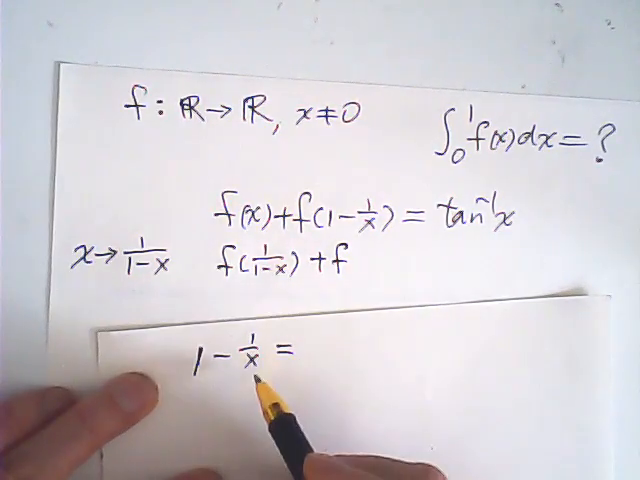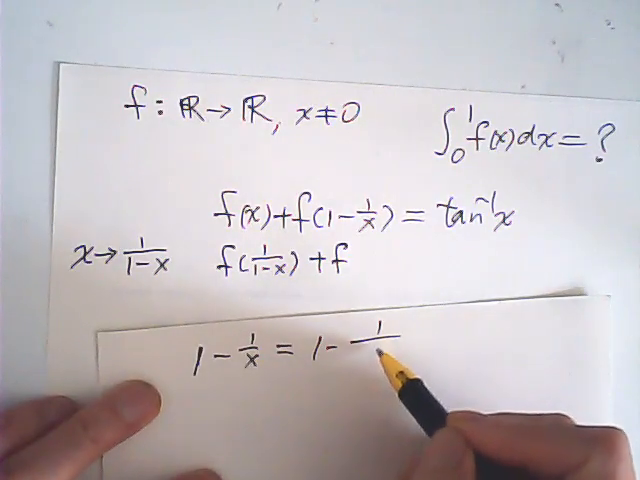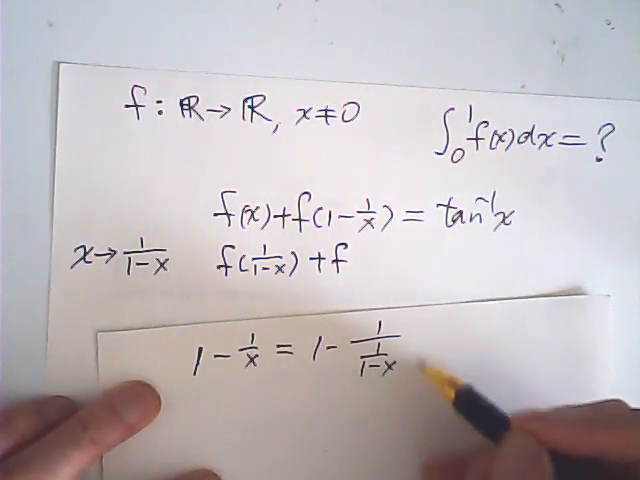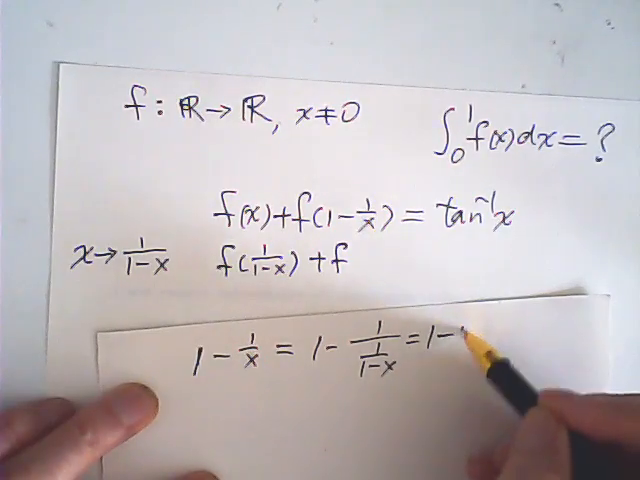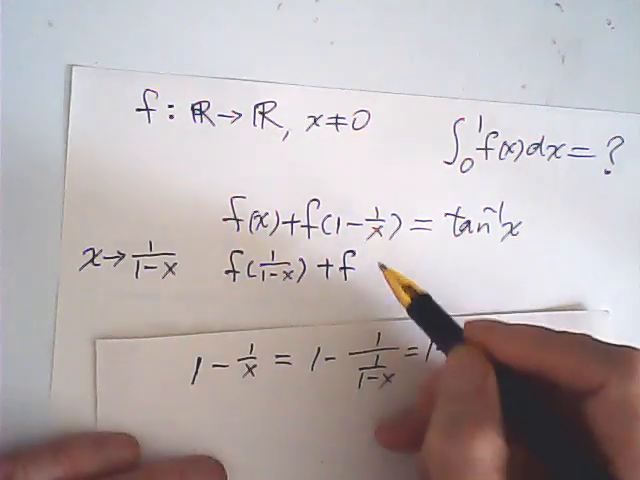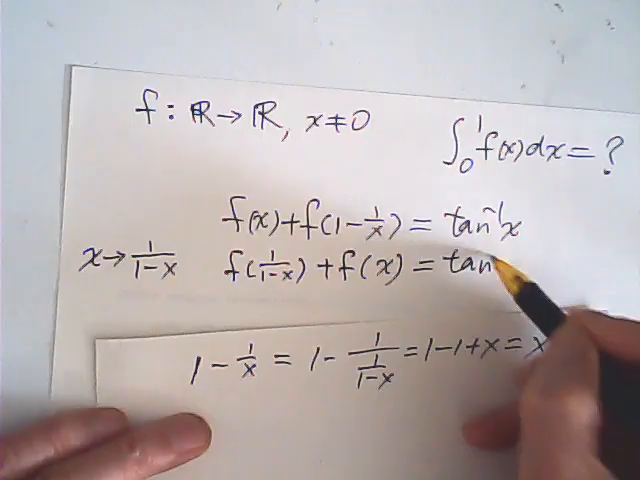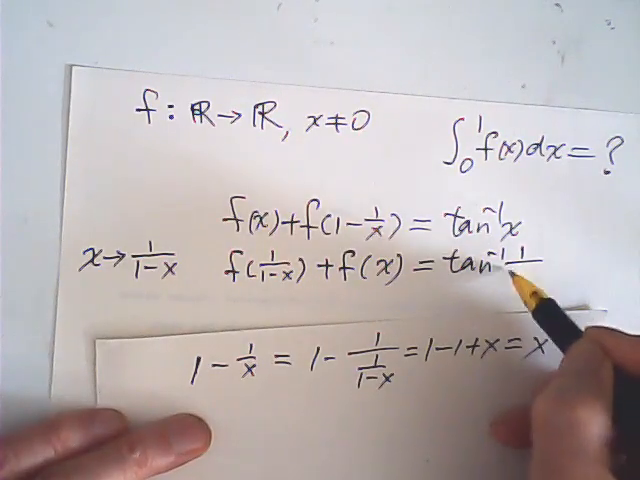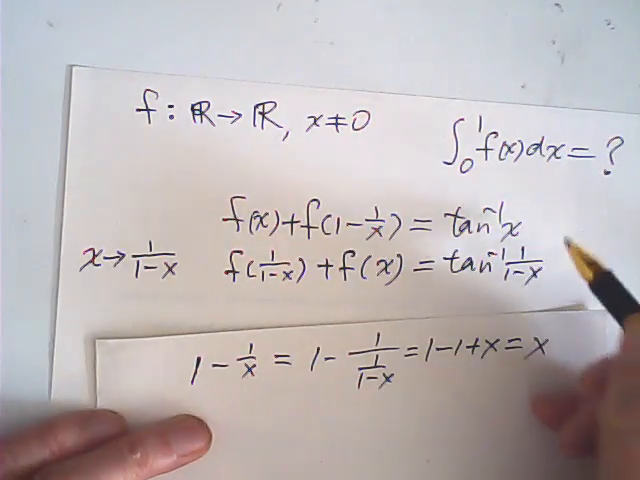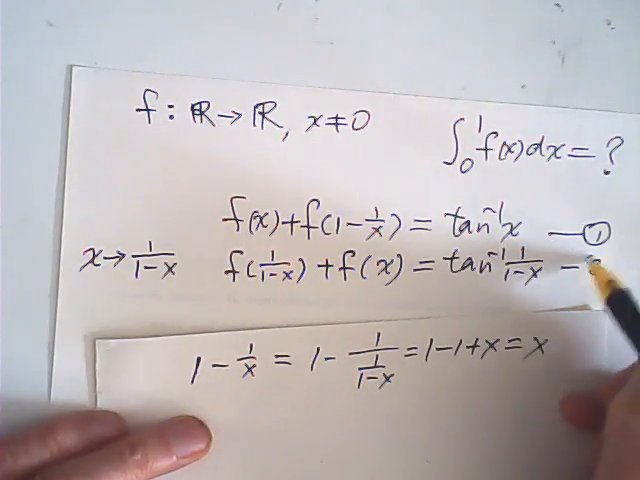Now, when x is replaced by that, we have 1 minus 1 over 1 minus x. This is 1 minus 1 plus x, so it equals x. So this becomes x is equal to arctangent of 1 over 1 minus x. I call this equation 1, this equation 2.